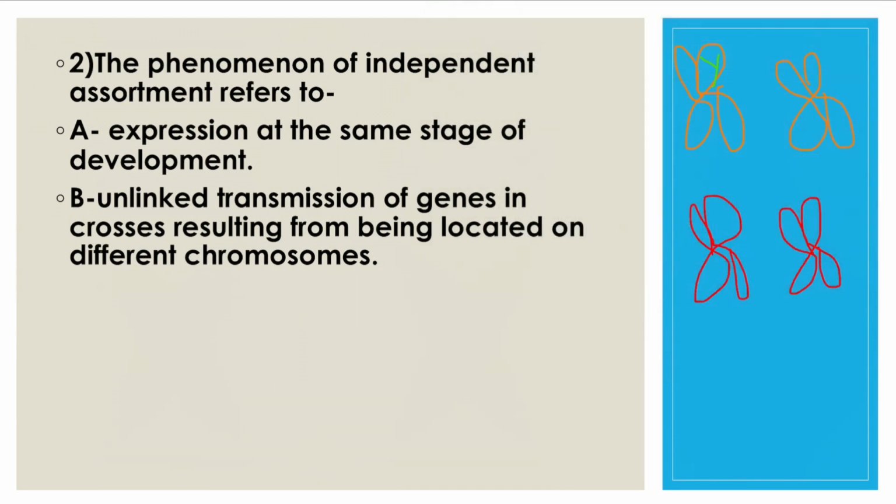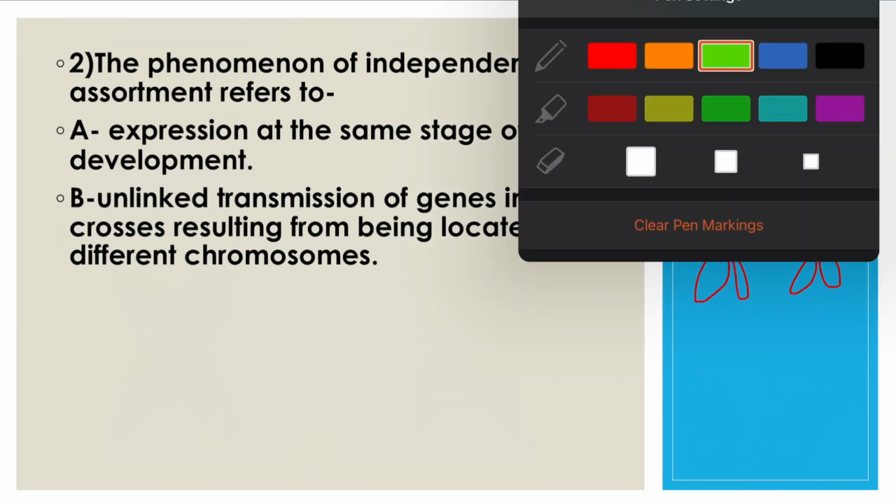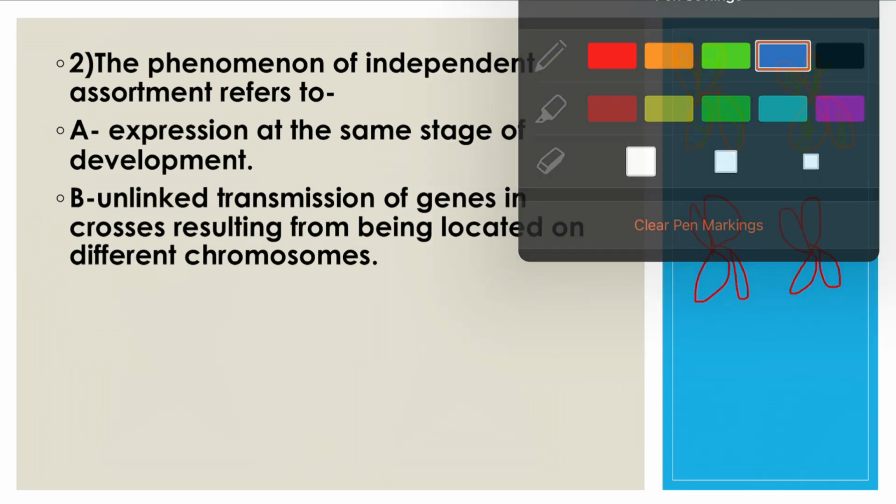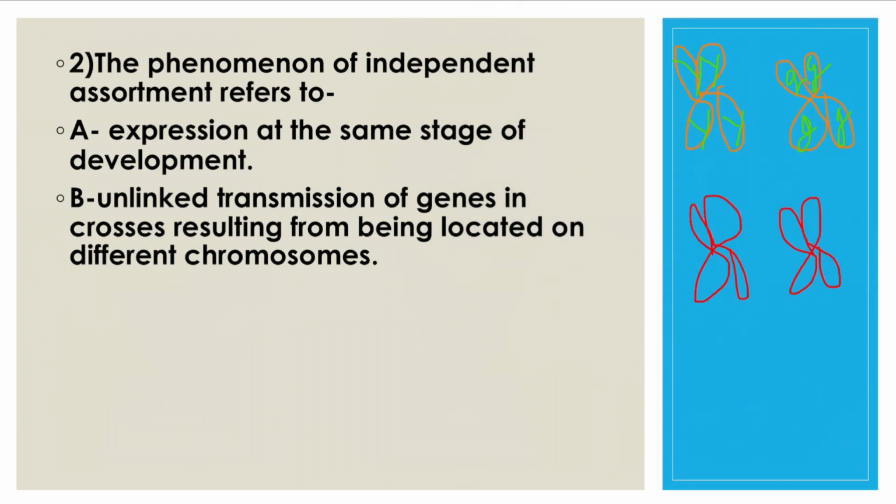Yellow and green. Yellow must be present on this chromosome, and the green allele must be present on the homologous chromosome of this. And he took another character, that is seed shape, round and wrinkled. So the round seed shape must be present on one chromosome, and the wrinkled shape must be present on this homologous pair of it.